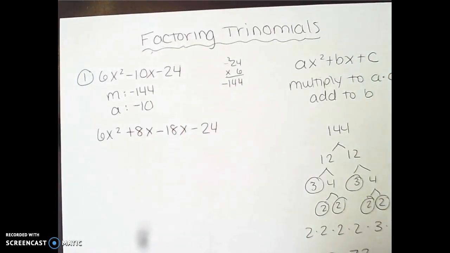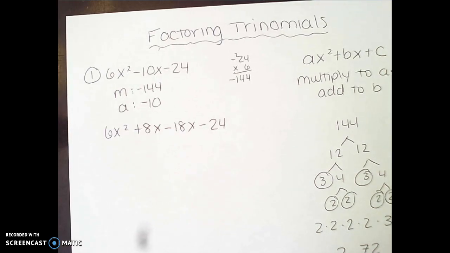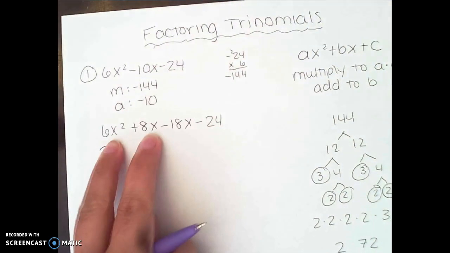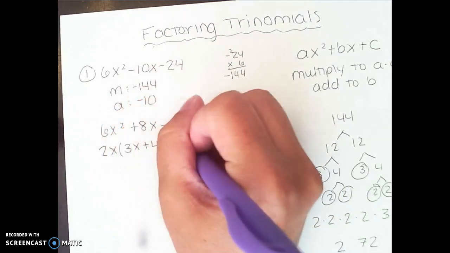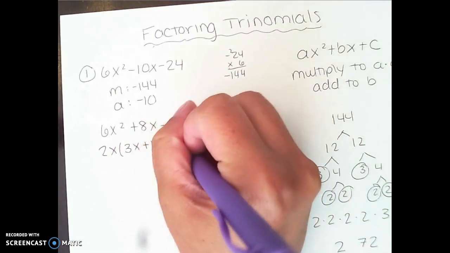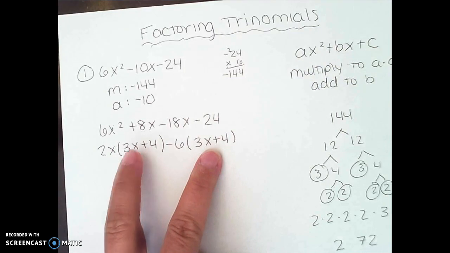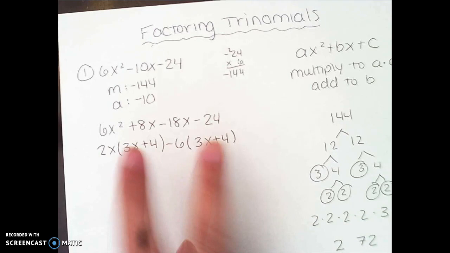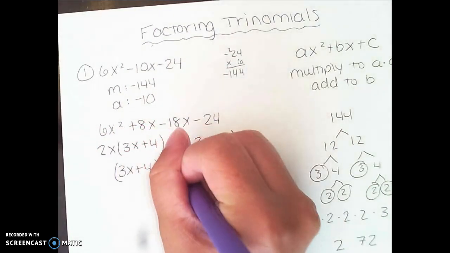And now at this point, all I have to do is factor by grouping. So I'm going to go ahead and factor out a 2x. Looks like that's my GCF for my first 2 terms. So I'll have 3x plus 4. And then I'm going to factor out a negative 6. So I'm left with 3x plus 4 again. I'm left with 2 matching binomials here, so I can factor out that as a GCF, 3x plus 4, and then I'm left with 2x minus 6.